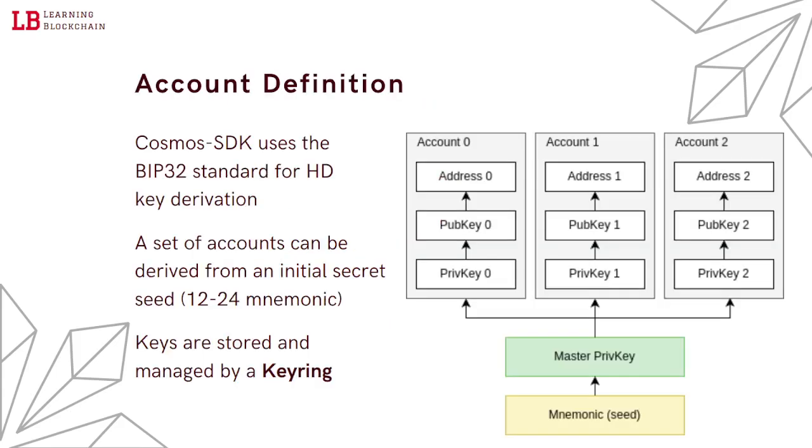The Cosmos SDK uses Bitcoin Improvement Proposal 32, that is a standard for hierarchical deterministic key derivation. This allows us to derive a set of accounts from an initial secret seed, that is a 12 or 24 word mnemonic. From this mnemonic, we can derive a master private key from which we can derive many accounts with their corresponding private key, public key, and addresses. These keys are stored and managed by the keyring.